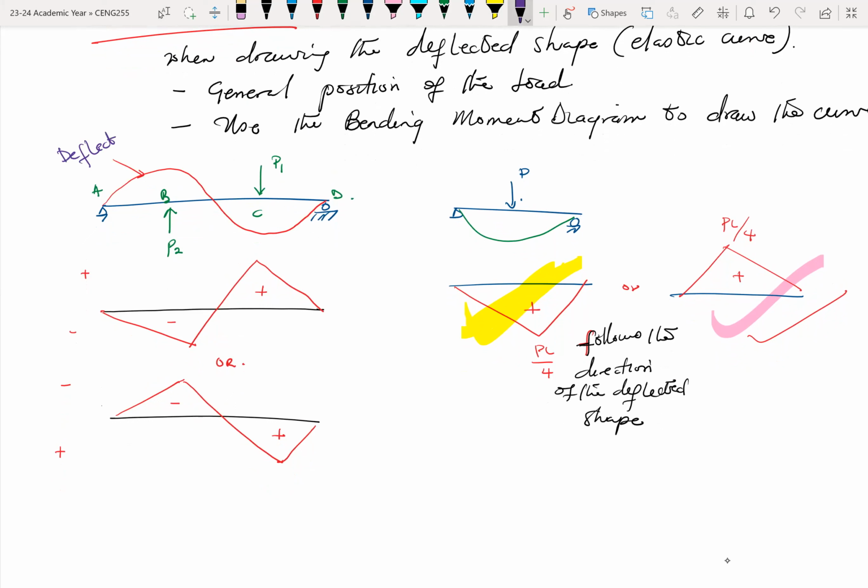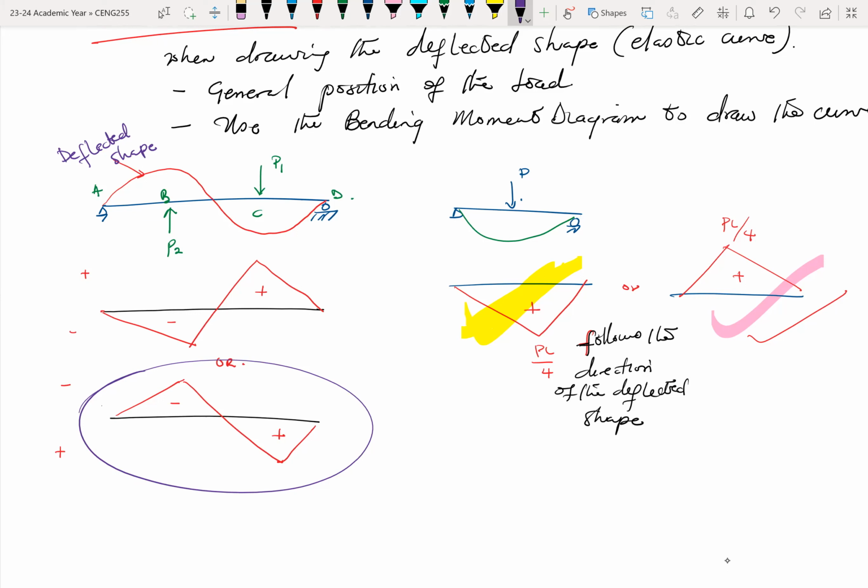And I was able to draw that using this information over here. All right. Because definitely P2 will push the beam upwards and then P1 will push it downwards. So if I'm able to come up with a bending moment diagram, that should assist me in deciding how my curve would look like.